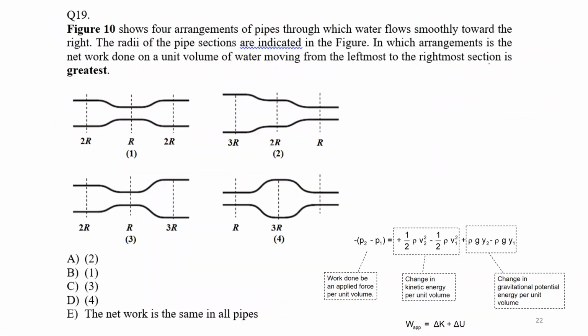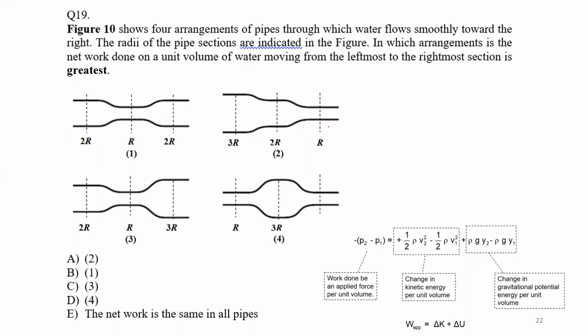Okay, let's go now to this problem here. So here we have 4 arrangements of pipes, as you can see, in which water flows mostly towards the right. So I give you the different radii of pipe sections. So the question is, in which arrangement is the net work done on a unit volume of water moving from the leftmost to the rightmost section the greatest? Okay, so here I will use Bernoulli equation.